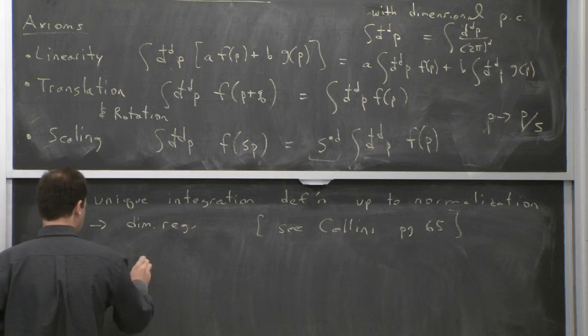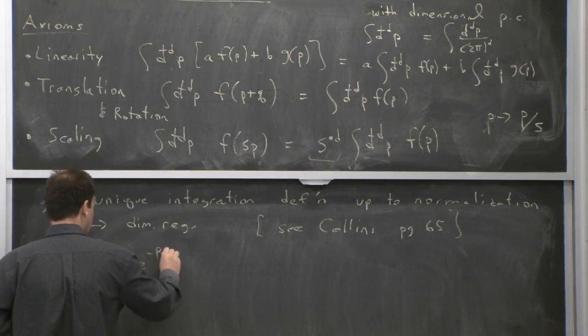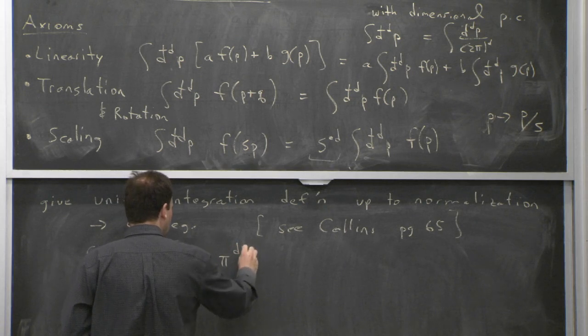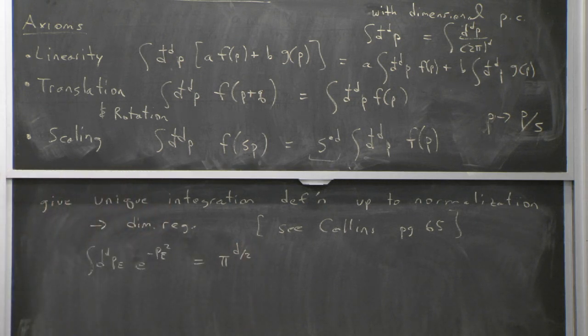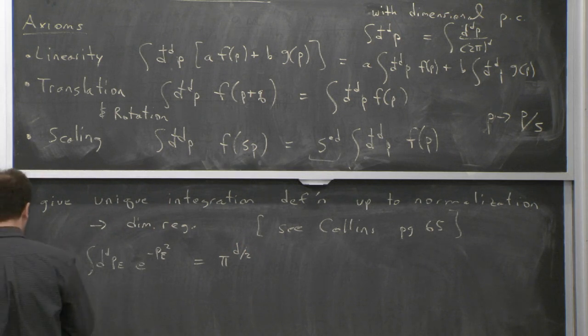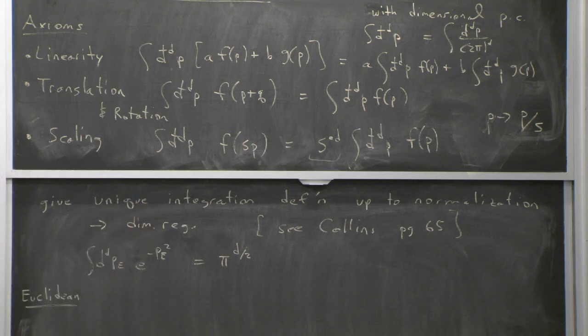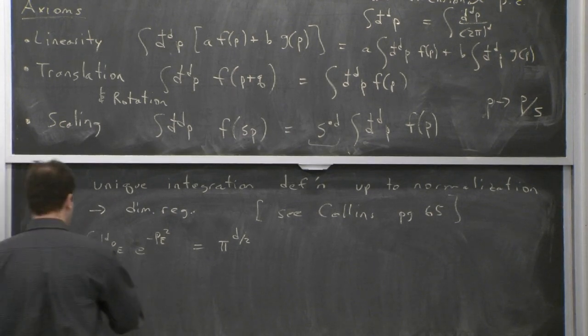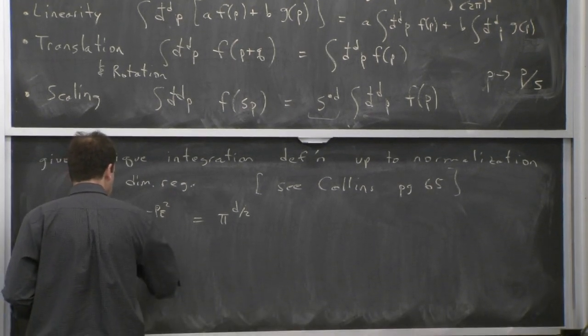The standard definition of the normalization, which is something you have to specify, is that you let, say, this Gaussian integral be pi to the d over 2. So then from that, you have some measure in some space that you can then just use.